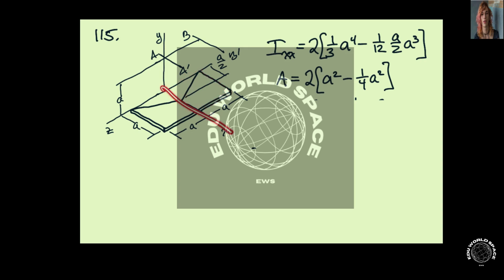So about this axis we have 1/3 a to the 4th is the area moment about that axis. And for this triangle piece, we have 1/12, and then this is a over 2 times a cubed. So we need to subtract that off because we've cut this out. And then we can figure out the area is twice a squared, minus a squared over 4.